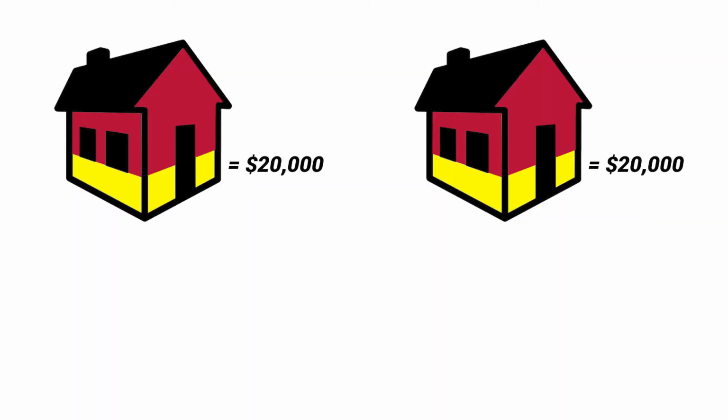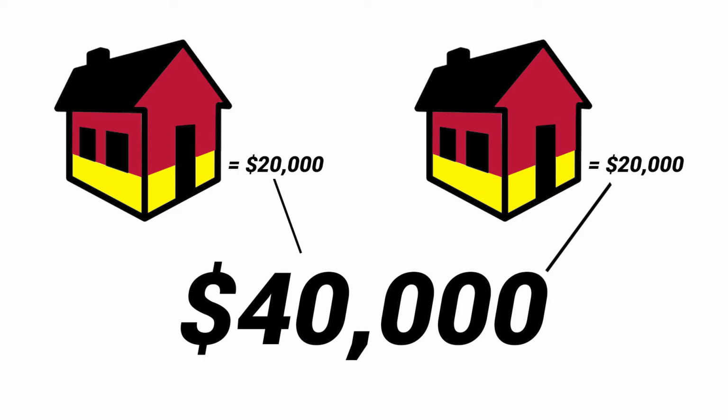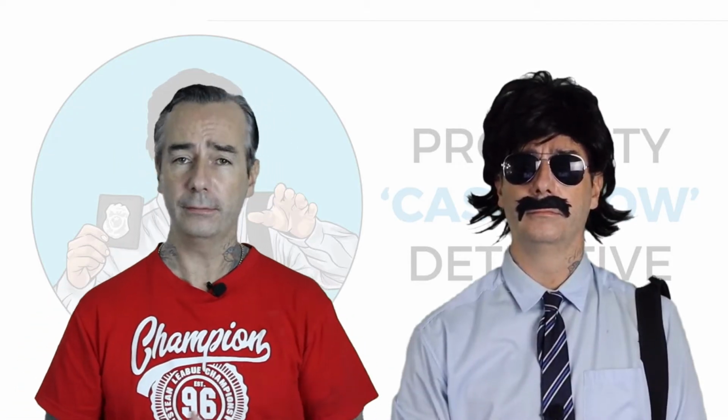How'd you go, mate? Not good, mate. Not good at all. I told them about my two properties and I showed them the combined equity of $40,000. And nothing. Nada. Zip. Zero. Don't stress too much, mate. You're actually on the right track.